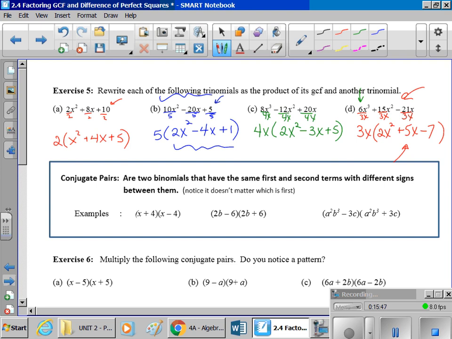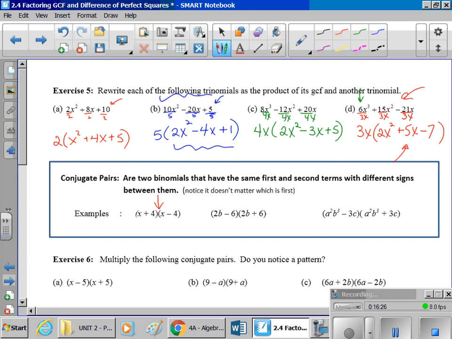Pause if you need to take a little time to write some of this stuff down, and then we'll start talking about conjugate pairs. So conjugate pairs are two binomials that have the same first and second terms with different signs between them. Notice that it doesn't really matter which one comes first. So for example, we have x plus 4, x minus 4, 2b minus 6, 2b plus 6, and a squared b cubed minus 3c, and a squared b cubed plus 3c. And of course, when there's nothing in between, the operation is always multiplication.